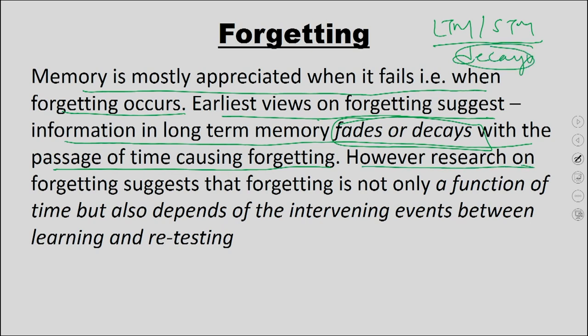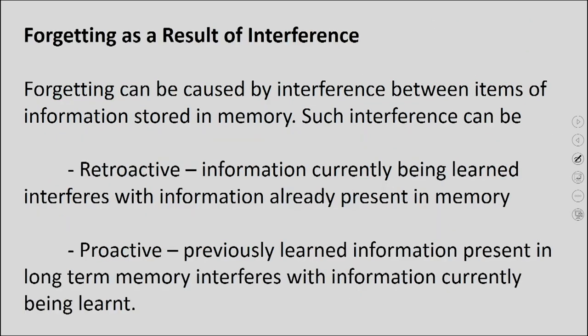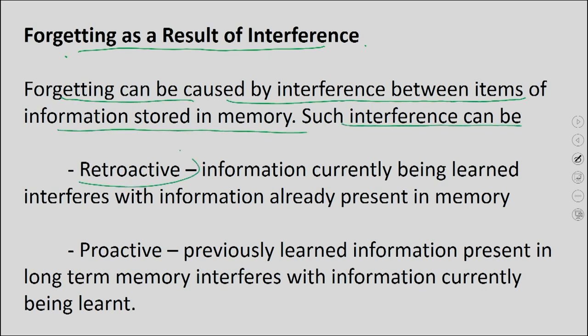However, research on forgetting suggests that forgetting is not only a function of time, but also depends on the intervening events between learning and retesting. So forgetting is not only dependent on time, it is also dependent on what kind of information is learned in between learning and testing of an information. And that is what is called interference. So, forgetting as a result of interference. Forgetting can be caused by interference between items of information stored in memory. Such interference can be retroactive in nature. So, what kind of retroactive information?